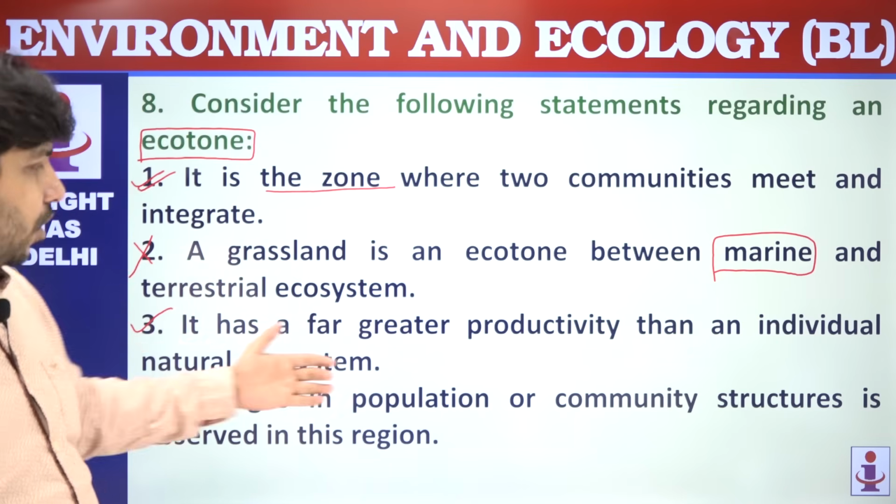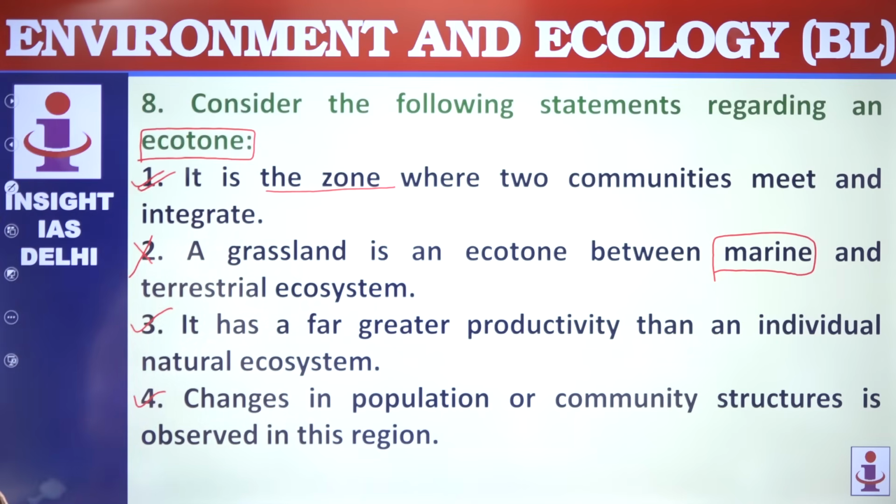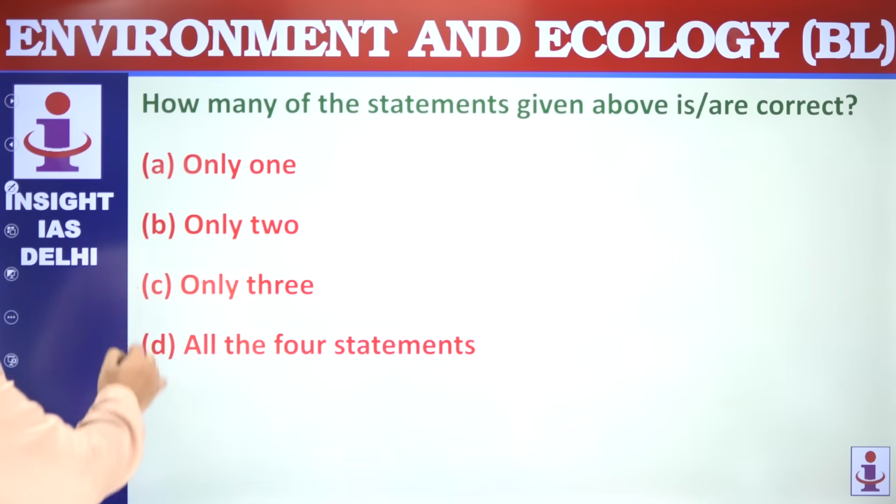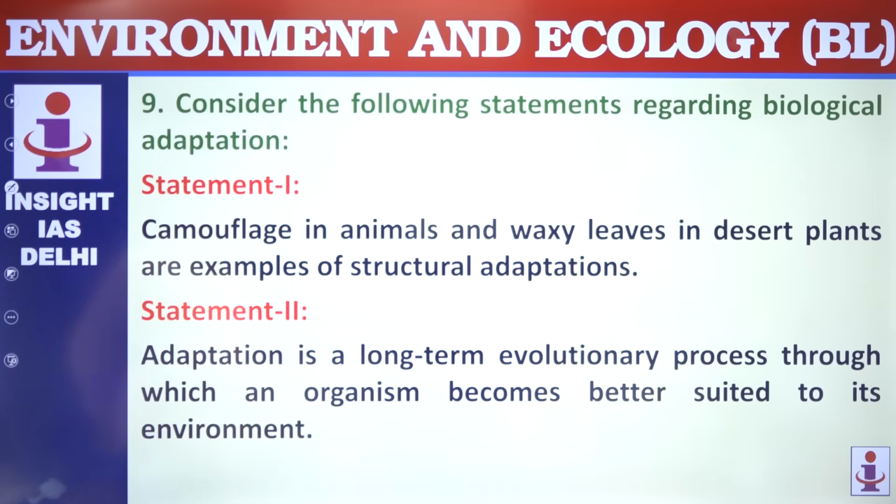First statement is definition, third and fourth are the characteristics of ecotones. So how many of these statements are correct? Only 3 are correct. Moving to the next question.